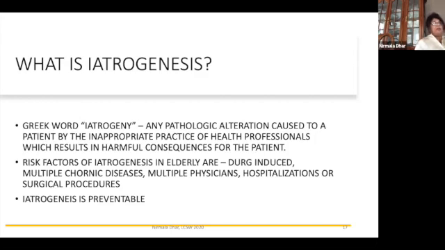And the good news is iatrogenesis is preventable. So I would challenge all of you to introduce this term into your lexicon when you go back. And with every older client, especially your frail older client or your older client with complex care needs, apply this. Is there a degree of iatrogenesis here? How can we prevent it? And we are going to talk about some of the interventions.